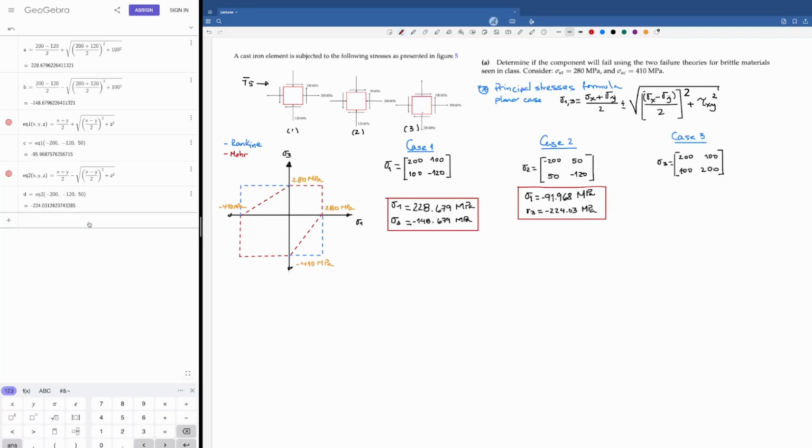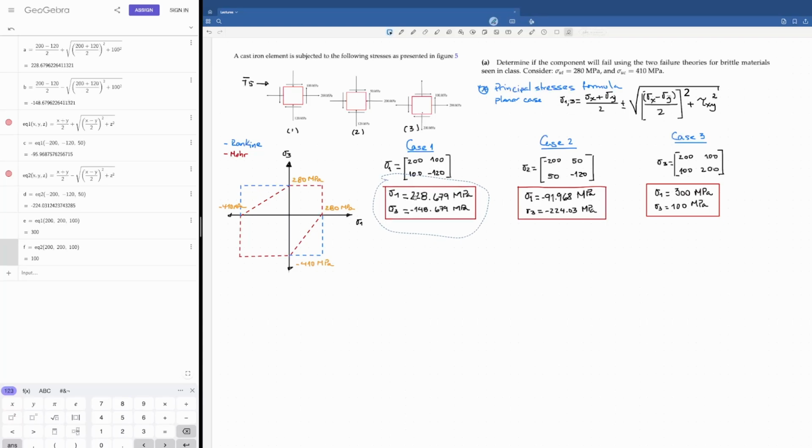Beautiful. Let's go for the third case. Here I need to use equation 1 for sigma 1 and input 200, 200, 100. That gives 300 megapascals. Look how fast this goes. So sigma 1 equals 300 megapascals. And for sigma 3, I need to use equation 2, evaluated again in 200, 200, and 100. That gives me 100 megapascals. Now, just to be a little more symmetric, I can move this a bit up. There you go.